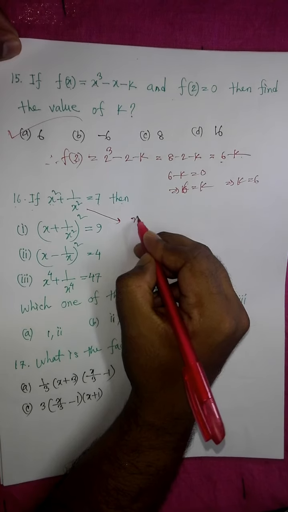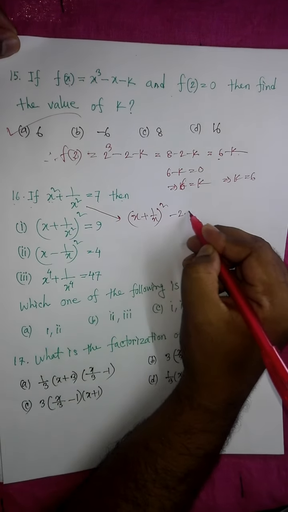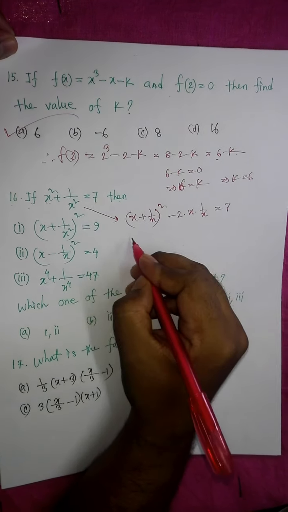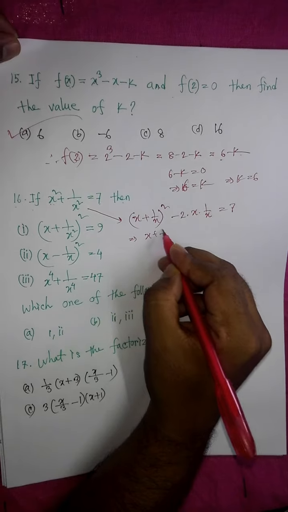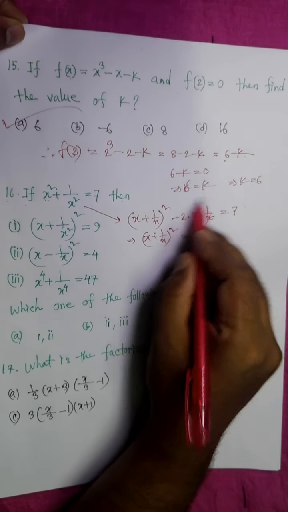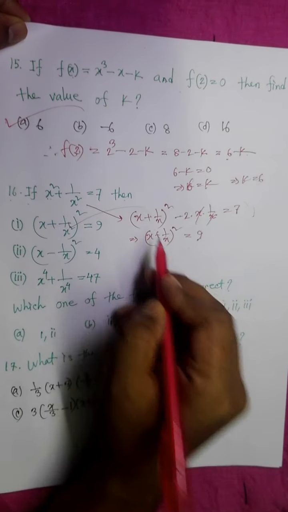Formula is a plus b whole square minus 2ab equal to 7. So from here we get x plus 1 by x whole square equal to 7 minus 2 becomes plus 2, that is 9. So the given first condition is right.